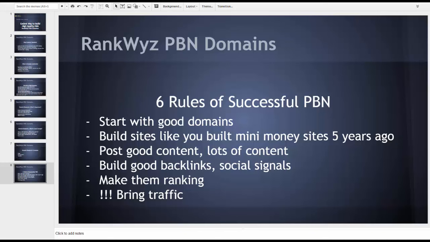Build good backlinks, continue building backlinks and social signals. Make those sites rank. This is the point everyone skips. If you want to do safe SEO, if you want to do safe link building, eventually you will build links from those PBNs to your sites or clients. Make sure those sites are indexed and they're ranking for whatever small keywords you can find relevant to the niche. But as long as they're ranking, you're safe.